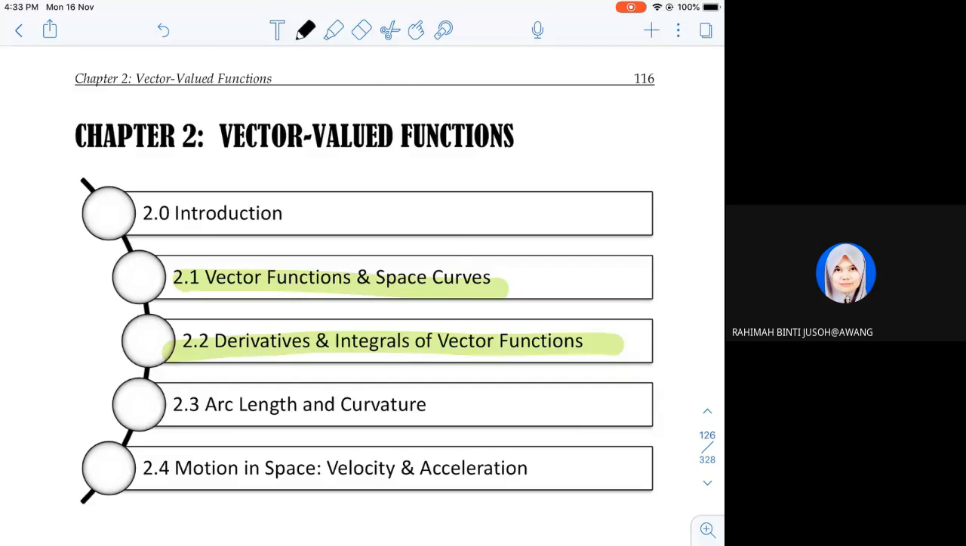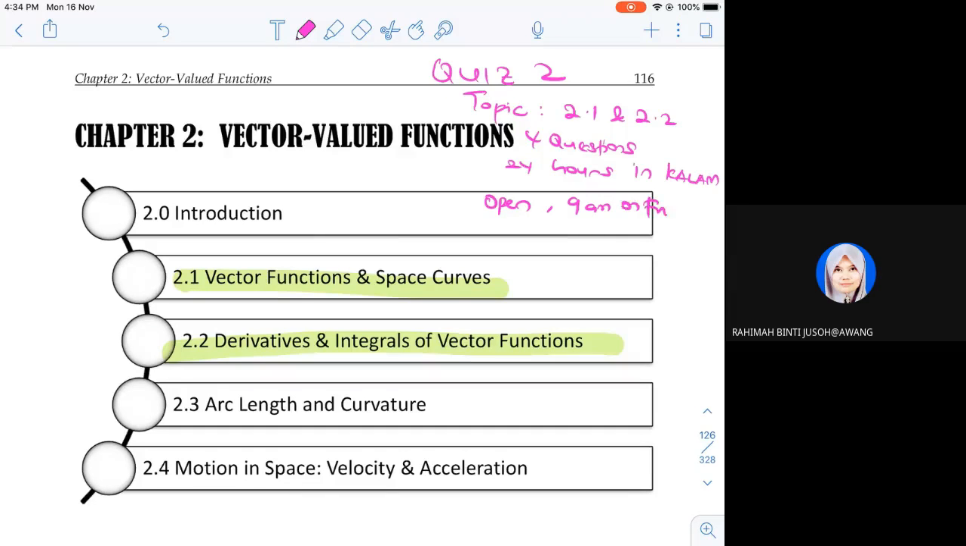So your quiz this week starts on Friday at 9 a.m. Quiz 2 covers topics 2.1 and 2.2. We have 4 multiple choice questions. As usual, we open the quiz for 24 hours in column, so you can choose the time when your internet connection is the most stable. You can do it at night or in the early morning, it's up to you. We open the quiz from 9 a.m. on Friday until 9 a.m. on Saturday. So you have 24 hours to do your quiz.